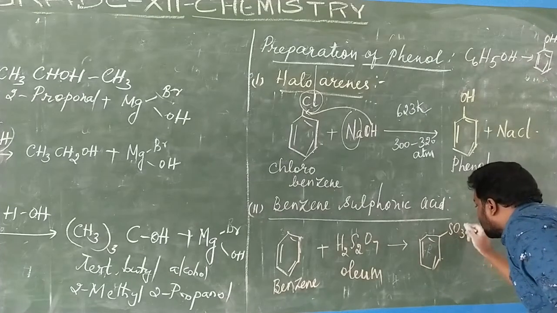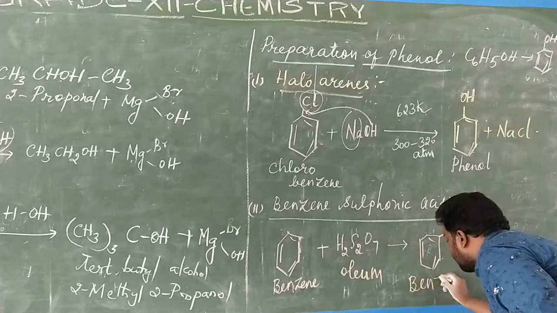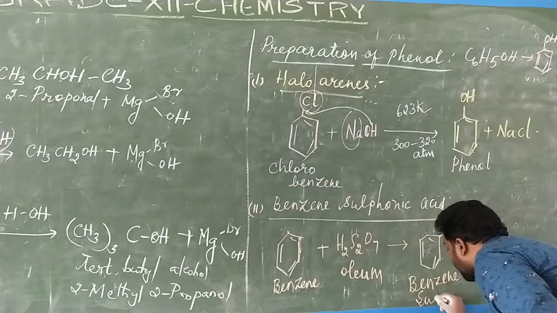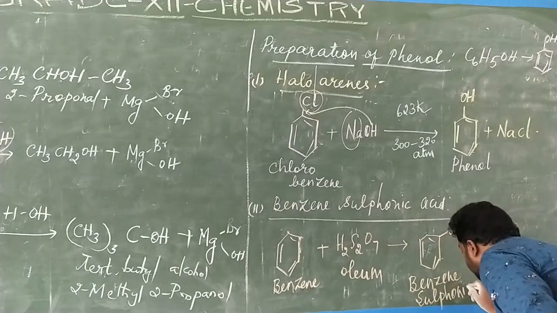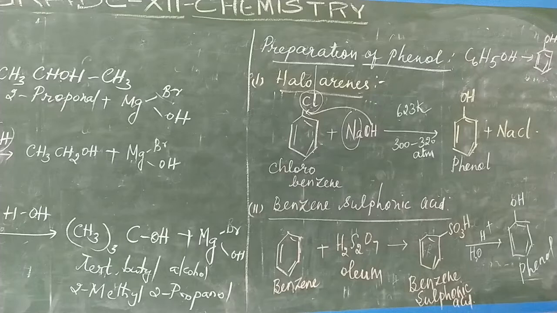benzene SO3H. This is called benzene sulfonic acid. So the product from this is benzene sulfonic acid. Take out this benzene sulfonic acid and hydrolyze it by mixing with enough water in the presence of acidic medium, which gives rise to the formation of phenol.